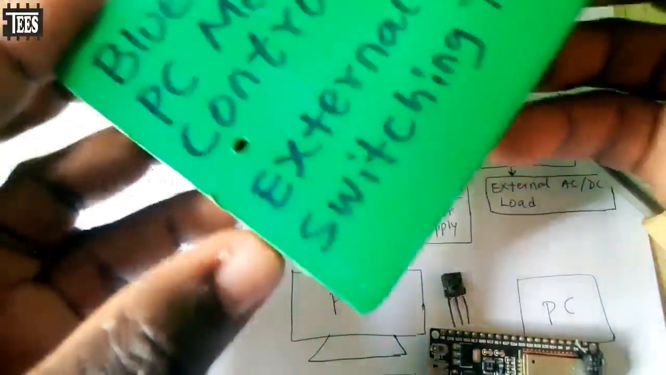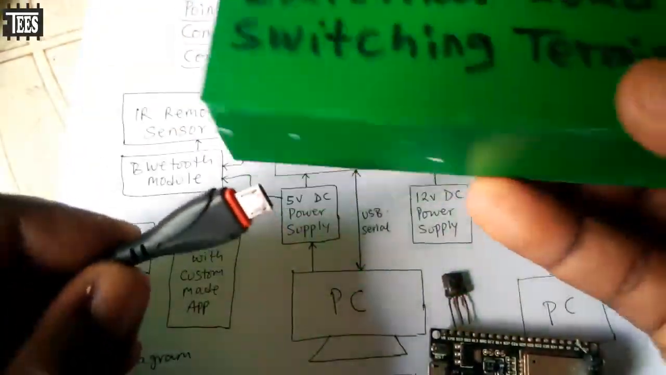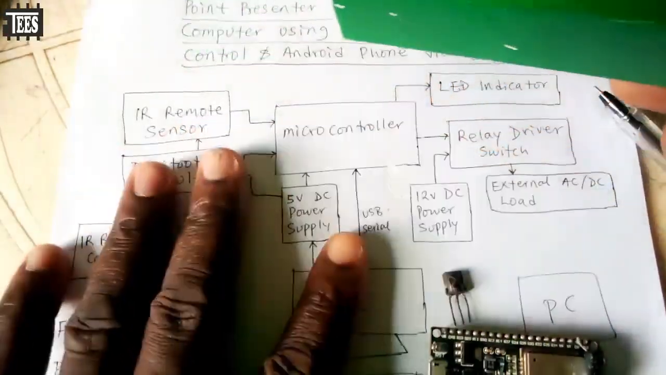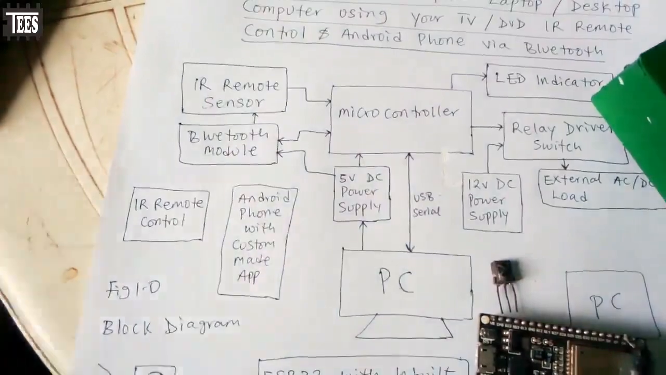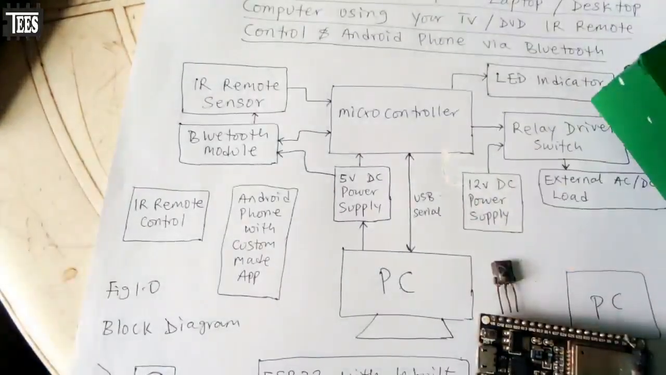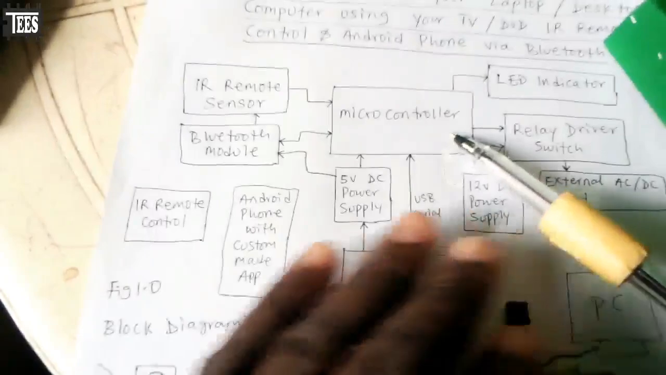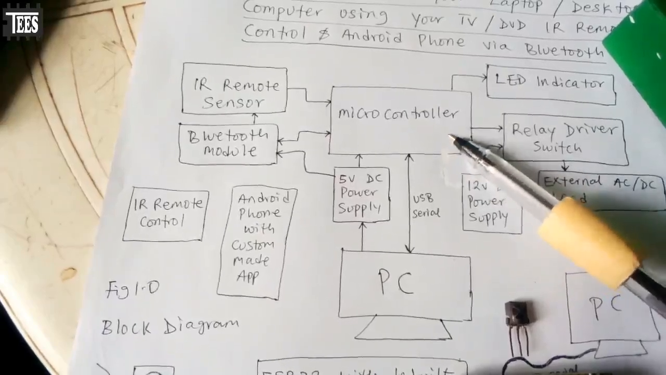Since this is taking 5 volts from the computer via this USB cable, we don't need to power the system externally. This 12-volt power supply is for driving the relay. So if you don't need it, you don't need it. Since we are connecting this to a computer via our micro USB cable, it is going to supply power to the board. Now take note, this microcontroller works with 3.3 volts, although there is an onboard 5-volt regulator on it.